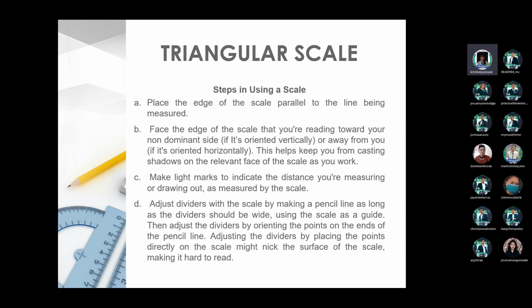And the last one is to adjust dividers with the scale by making a pencil line as long as the dividers should be wide, using the scale as a guide. Then adjust the dividers by orienting the points on the ends of the pencil line. Adjusting the dividers by placing the points directly on the scale might nick the surface of the scale, making it hard to read. So that is the steps of using the triangular scale.